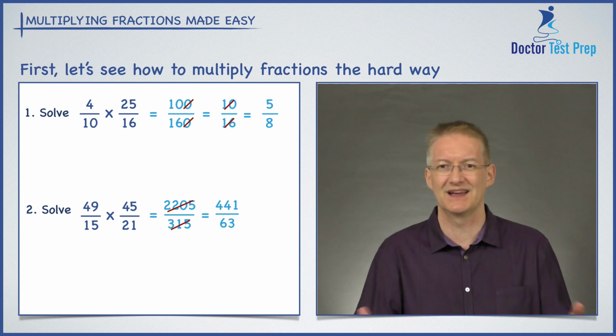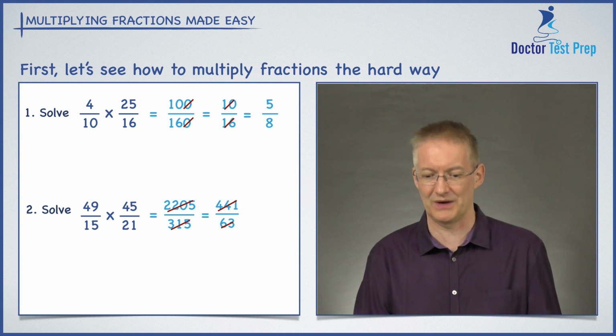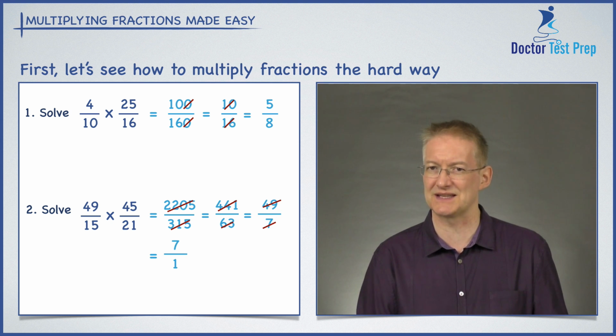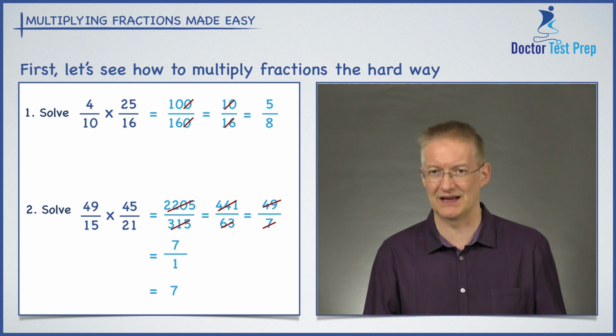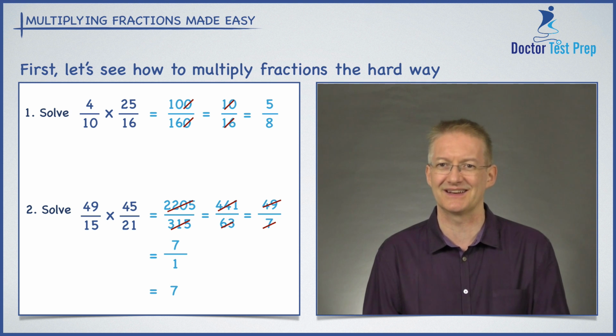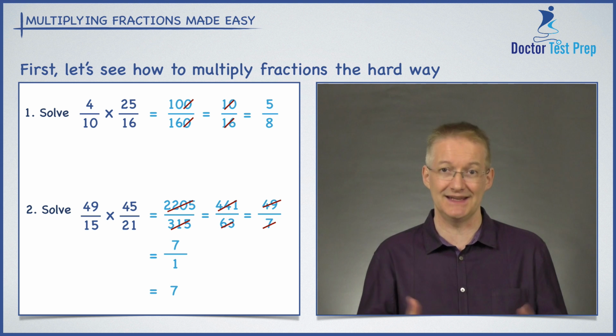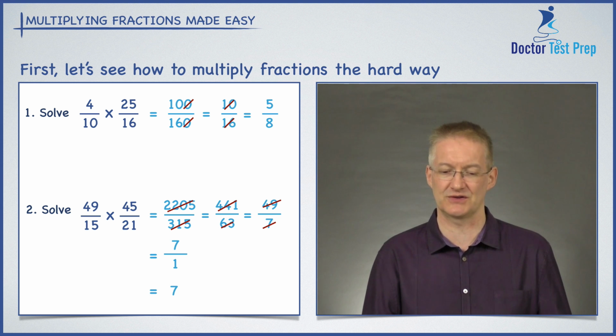It's terrible, just horrible. We don't want to be doing it that way, is what I'm saying. And after all that reducing, we eventually get down to the answer of 7. But nobody wants to do that. That's not a nice way of doing it. So let's see how to do these same two questions using the easy way of multiplying fractions.